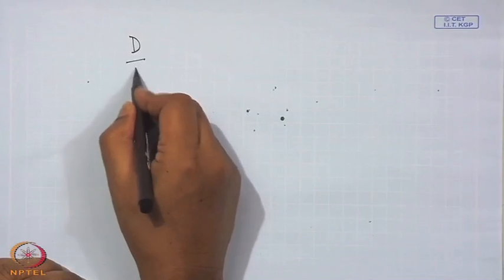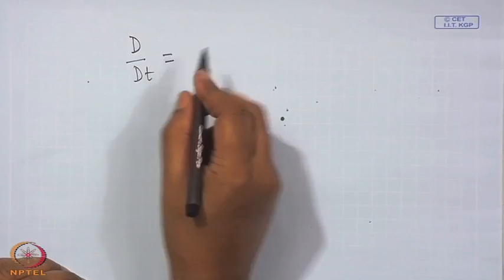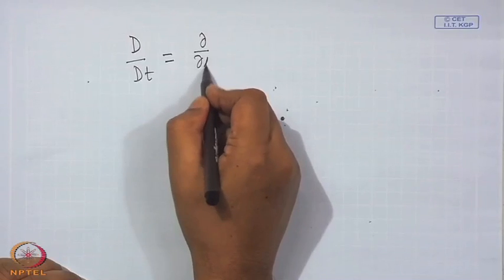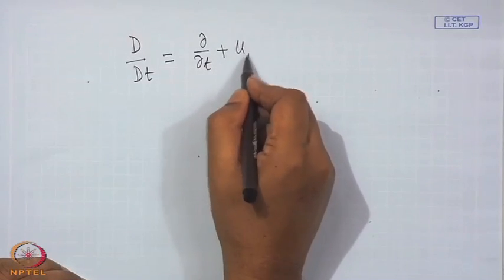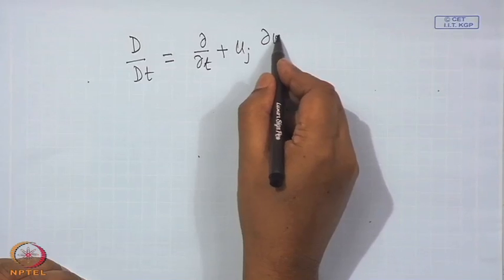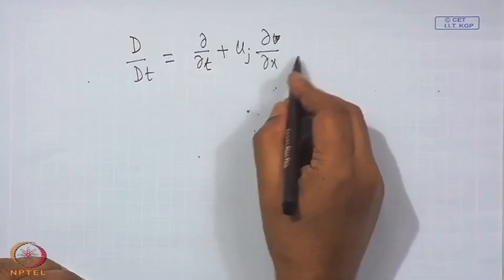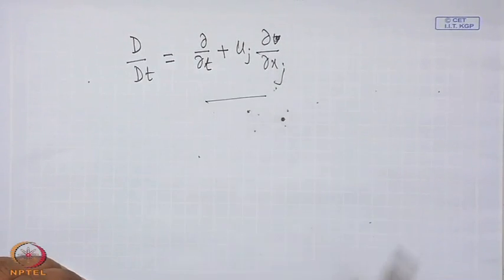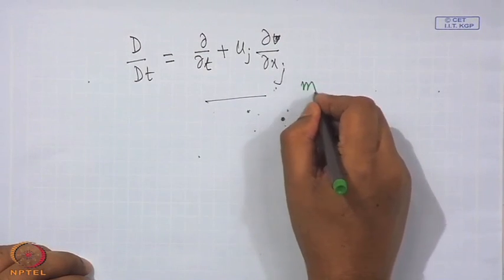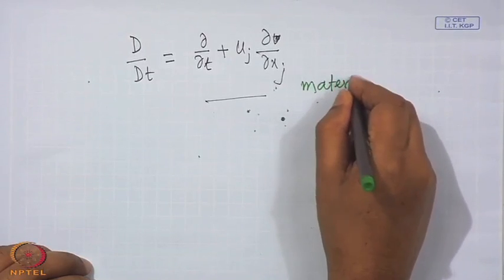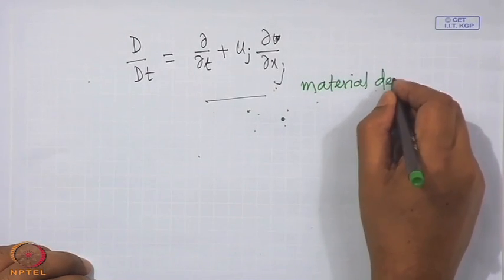So, since this derivative is computed while following a particular material, this derivative d/dt, which is D/Dt, is called the material derivative or substantial derivative.